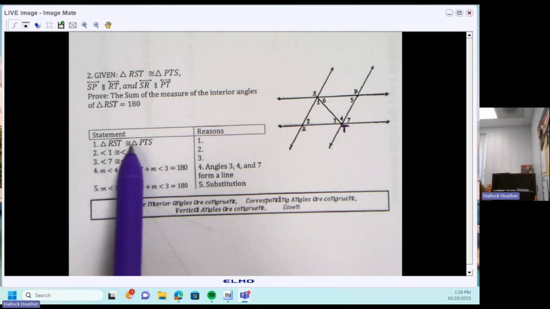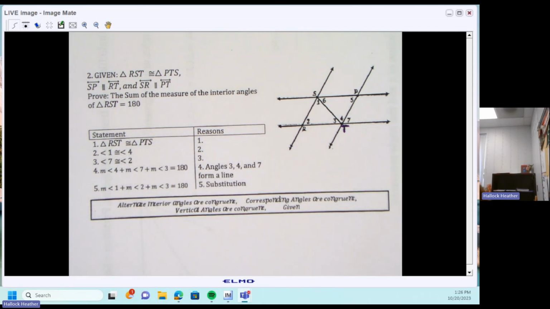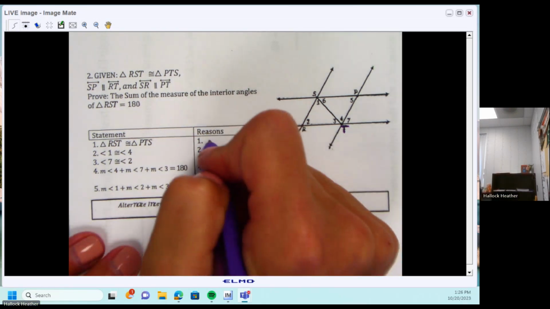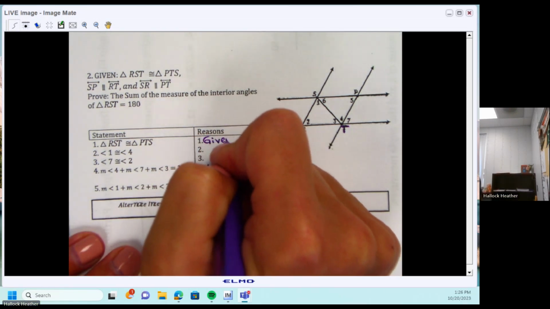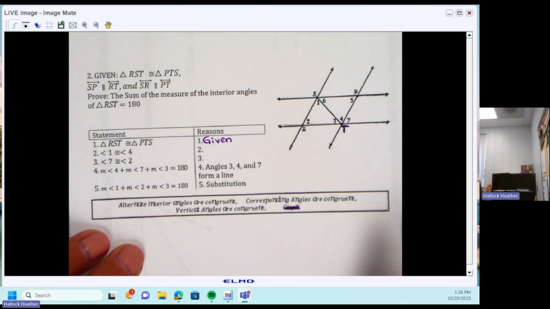So if I say that these are congruent, what's my reason? Given. So if you ever have to fill in the first step, it's given.